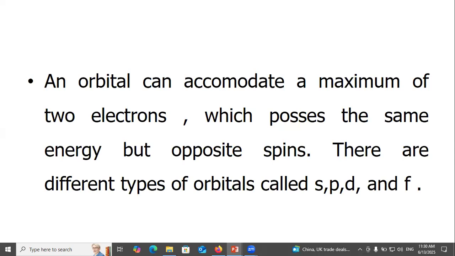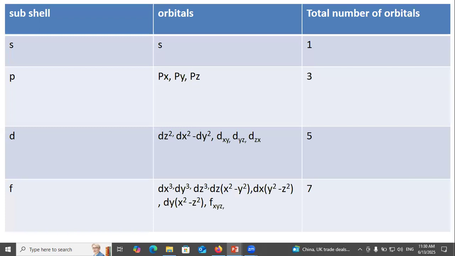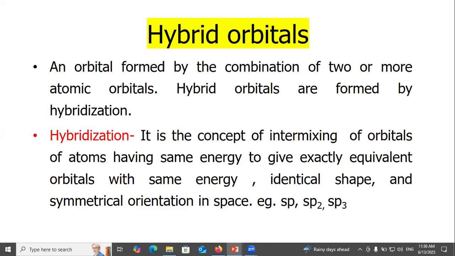There are different types of orbitals called s, p, d, and f. Subshell s, p, d, f orbitals, p being px, py, pz. Total number of orbitals: 1 in the s subshell, 3 in the p subshell, 5 in the d subshell, 7 in the f subshell.